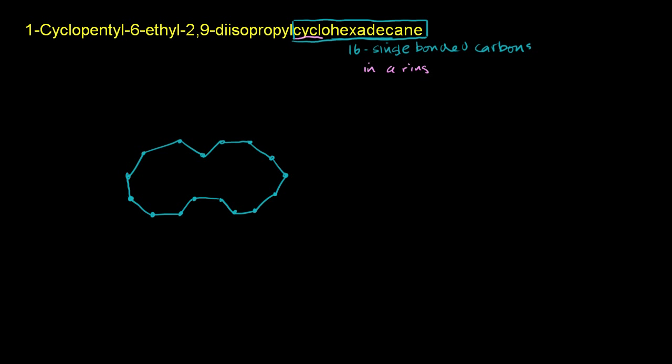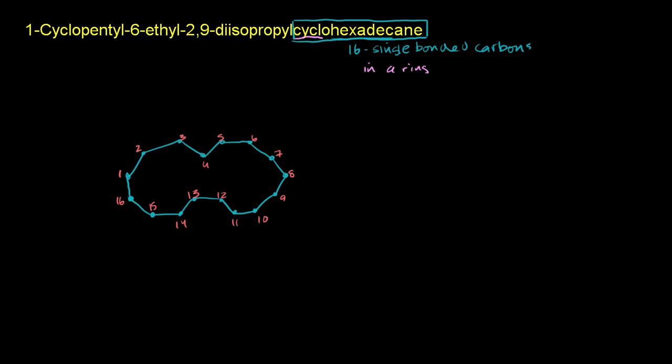Now, if we go back a little, we have a 2,9-diisopropyl. So what does this mean? This means that we have an isopropyl at the 2 and the 9 spot. Now, when you are drawing the structure from the name, you could just arbitrarily pick what your 1 through your 16 spots are on this ring. So I'll just arbitrarily pick them, because I could have drawn this ring any which way. 1, 2, 3, 4, 5, 6, 7, 8, 9, 10, 11, 12, 13, 14, 15, 16.